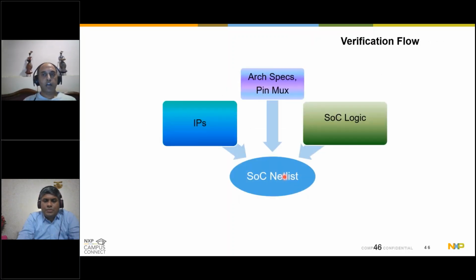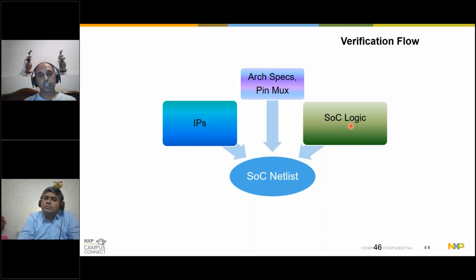So how is a typical verification flow represented? Basically, this SOC netlist is nothing but the SOC RTL, which we discussed in the last few slides. In a pictorial view, SOC RTL is a combination of different IP blocks, the architecture specification and the pin muxes, which define the external world interaction of the SOC, and then the SOC logic, right? SOC logic is something which is over and above the IPs.